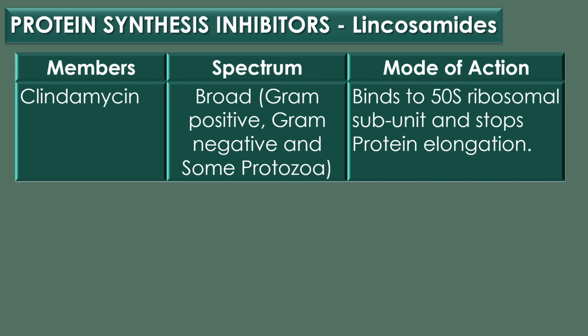The fifth and final antibiotic group of the protein synthesis inhibitors is lincosamides. Lincosamides have clindamycin as their member, and clindamycin exhibits a broad spectrum of activity against gram-positive bacteria, gram-negative bacteria, and some protozoans. Regarding the mode of action, clindamycin binds to the 50S ribosomal subunit, stops the protein elongation, interferes with protein synthesis, and completely blocks the protein synthesis process in the bacteria.